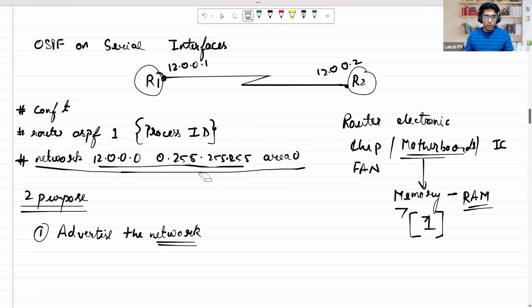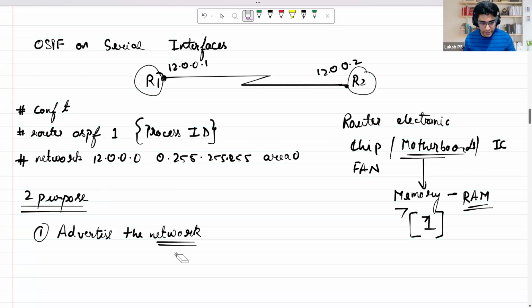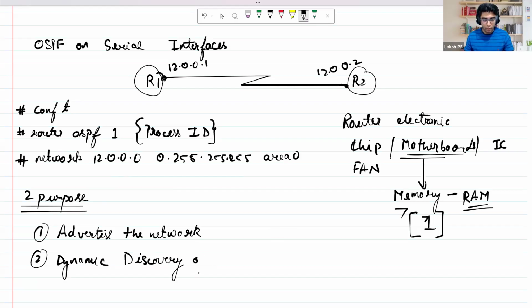Okay. Today we'll concentrate only on the first purpose, advertising the network. Then tomorrow we'll talk about the second purpose, or let me just write that down. Second is dynamic discovery of neighbors. We'll talk about this second purpose tomorrow or the next week. So today we'll talk about the first one, advertise the network.